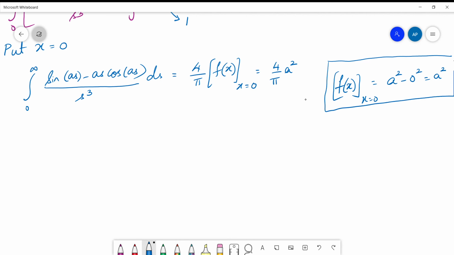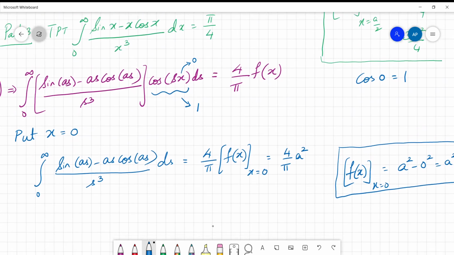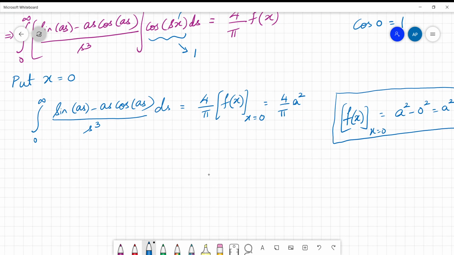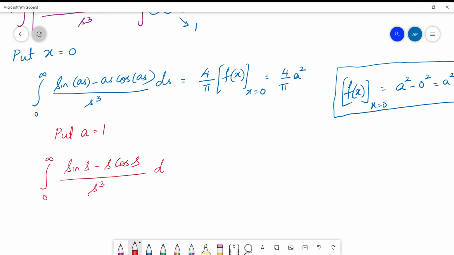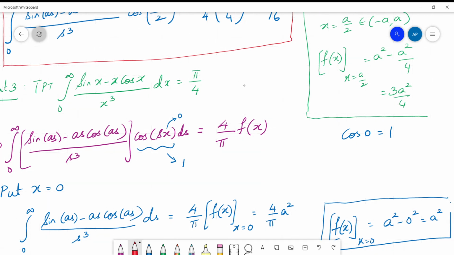Okay. Now, look at the function he wants. He says it is sin x minus x cos x. So what we shall do? We know a. A is what? Is a number, is an arbitrary number. So we'll give a value, put a is equal to 1. And see what happens to the integral 0 to infinity sin s minus s cos s divided by s cube ds. Now isn't the form same? And because a equal to 1, the right hand side is just pi by 4. I think we have carried the constant wrongly. It is pi by 4 instead of 4 by pi.